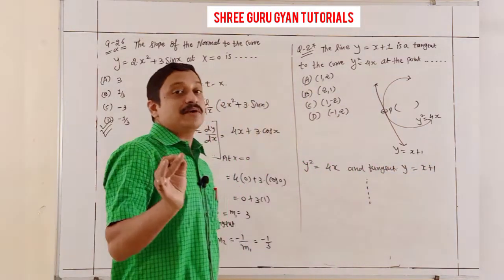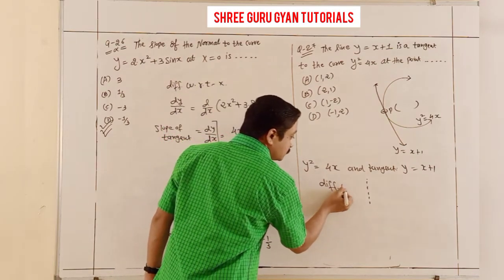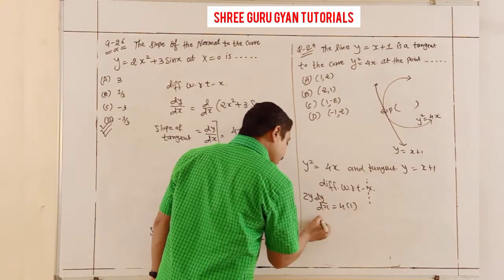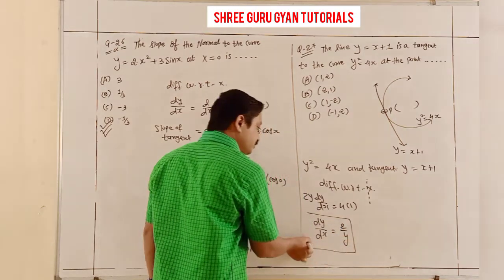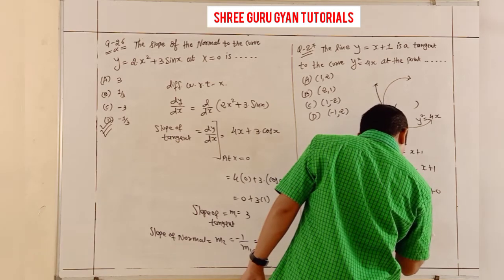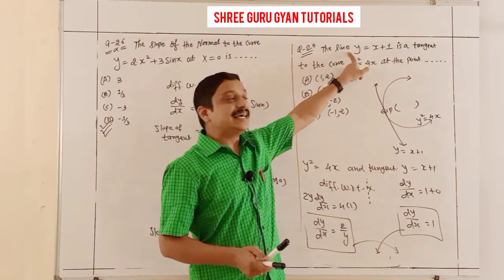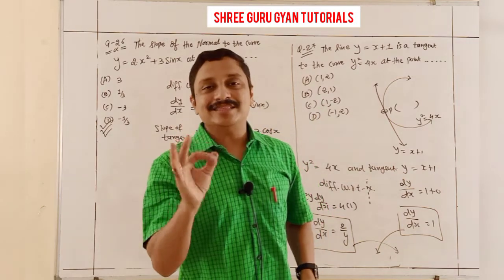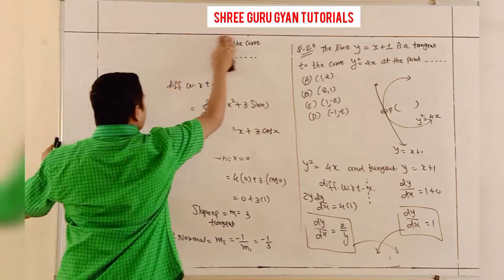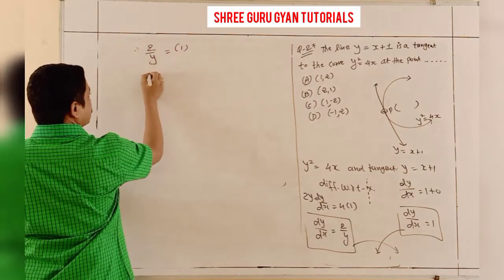Students, just apply dy/dx and show that the slopes of the tangent are the same. So differentiating with respect to x, 2y dy/dx equals 4, so dy/dx is 2 by y, 4 cutting into 2. And for the line, differentiating, dy/dx is 1 plus 0. So the tangent slope is 1. I take both slopes equal, because it is already told that this line is a tangent to the given curve, meaning both slopes are the same. Comparing, finally we get 2 by y equals 1. So y is equal to 2.